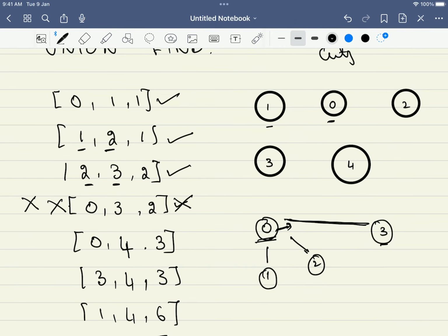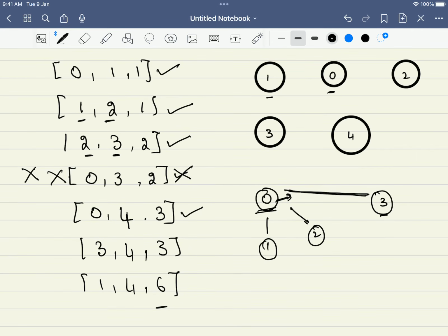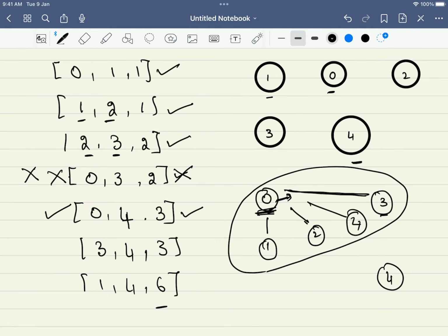Now let's look at the next edge, that is 0 and 4. Are 0 and 4 in the same group? No, right? 4 is an individual and 0 is an individual. So we will be including this edge as well. So 4 will also come under the same parent or the same leader. And if you look, all of them have already formed the group.